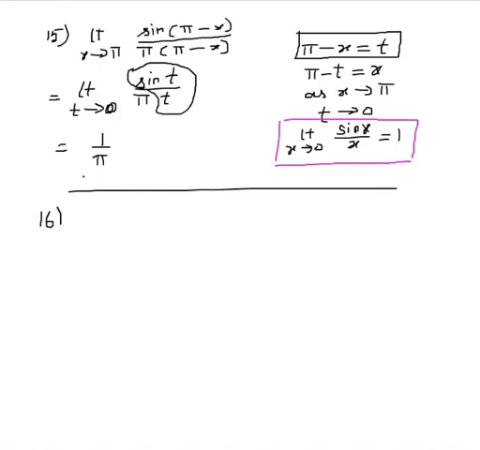Now question 16. Limit x tending to 0 of cos x divided by pi minus x. If we substitute the limit value x as 0, the denominator doesn't become 0. Let us substitute the limit value directly. We get cos 0 divided by pi minus 0, which is pi. Cos 0 is 1. Therefore, the answer is 1 divided by pi.